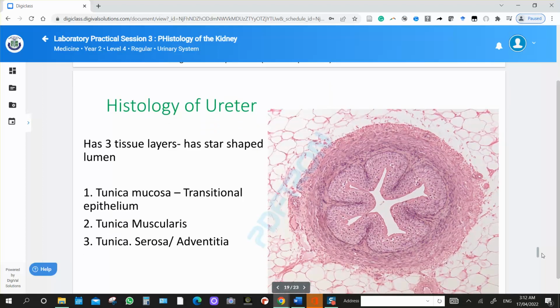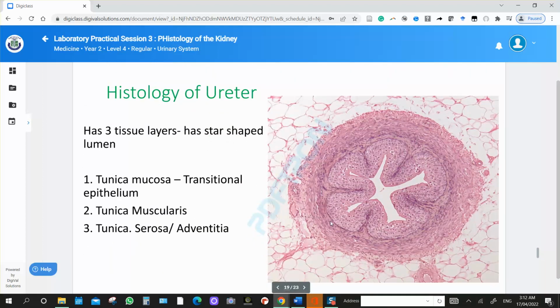Coming to histology of the ureter, you can see 3 layers. It has a star-shaped lumen. The epithelium lining over here is transitional epithelium. Then the muscle layer is called tunica muscularis, and last you have either tunica serosa if it is covered with peritoneum, or tunica adventitia.